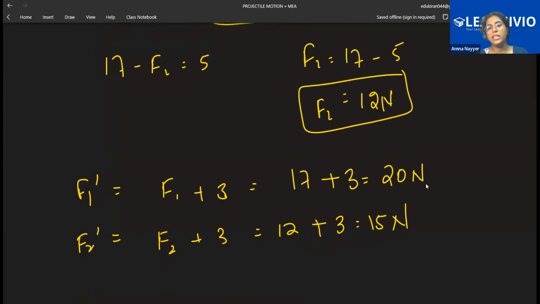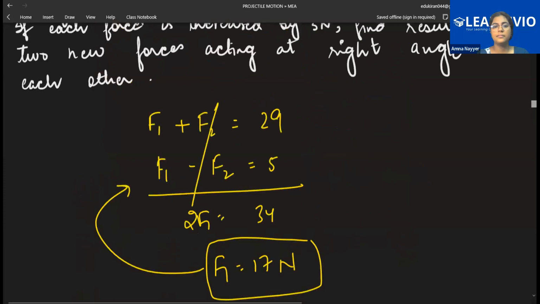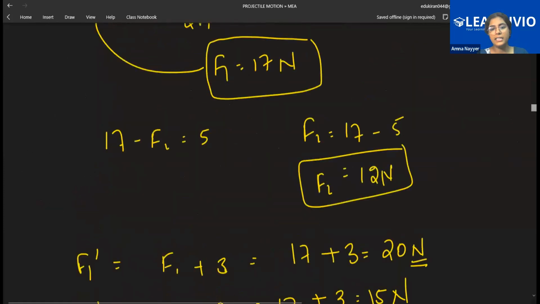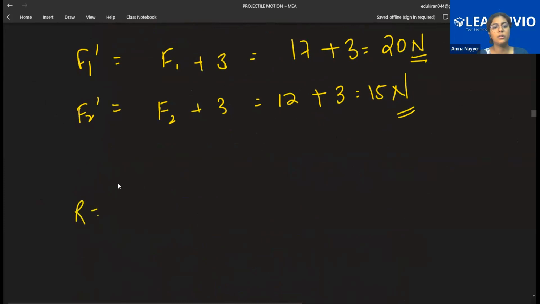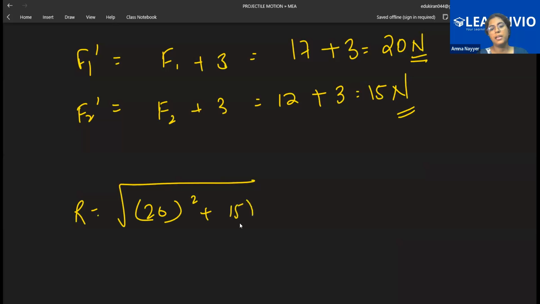Now these are the values which we have to use. What is it saying? They are at 90 degrees to each other. Find out the resultant. So resultant will be simply under root 20 whole square plus 15 whole square. This you can solve and let me know what the answer is in the chat column. Write it.